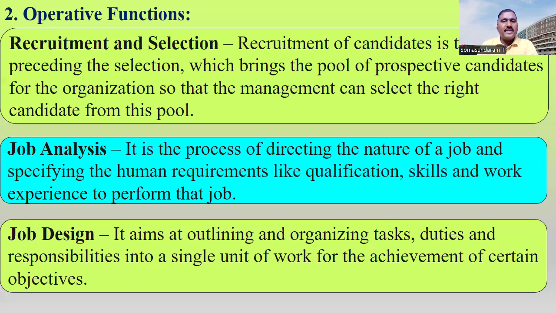Once it is done, the second important operative function is job analysis. They need to describe what the nature of the job is.